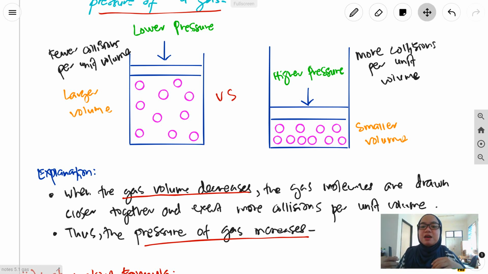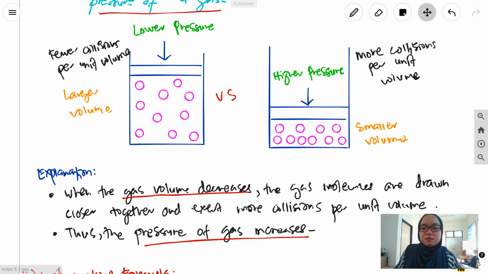Yalah, when the space is small, then the gas particles collide with each other more frequently. So the more collisions, the higher the pressure. So the smaller the volume, the higher the pressure. The bigger the volume, the lower the pressure. Okay?